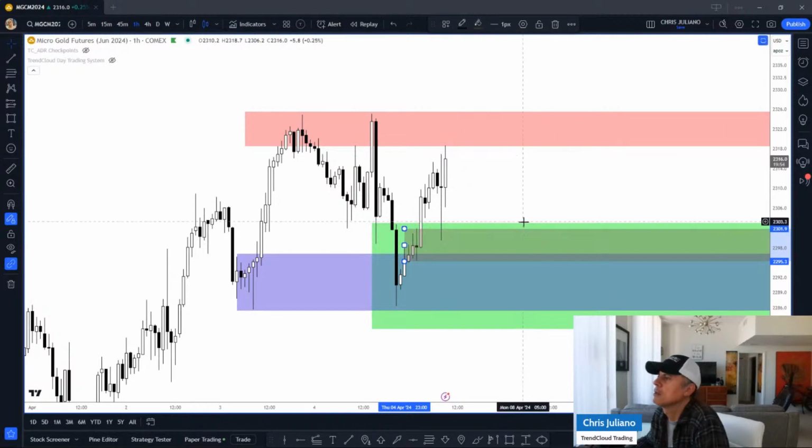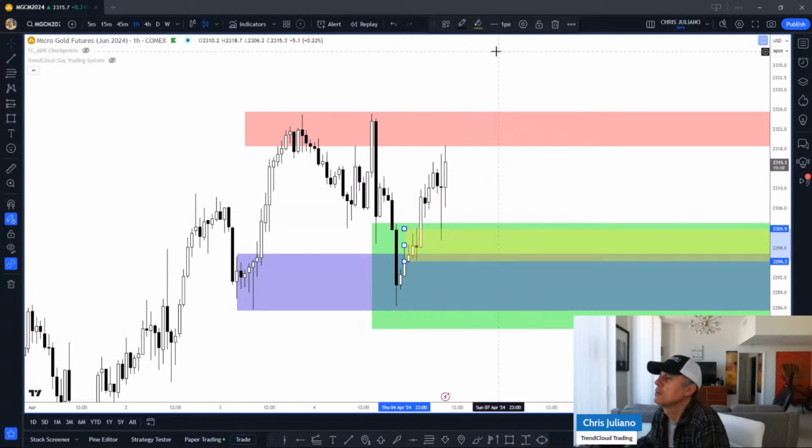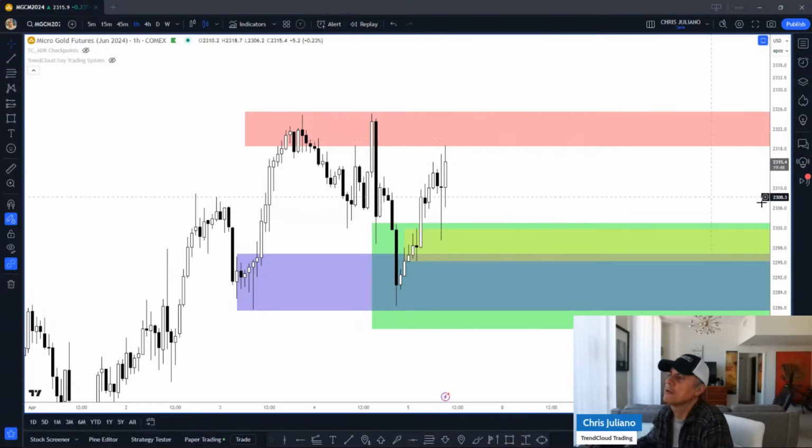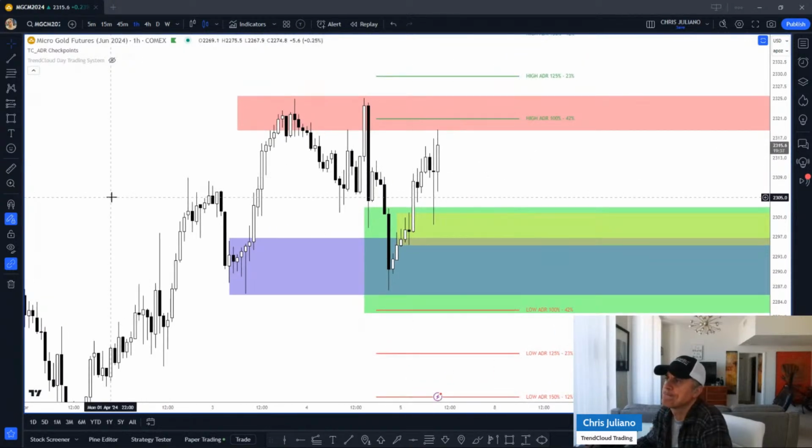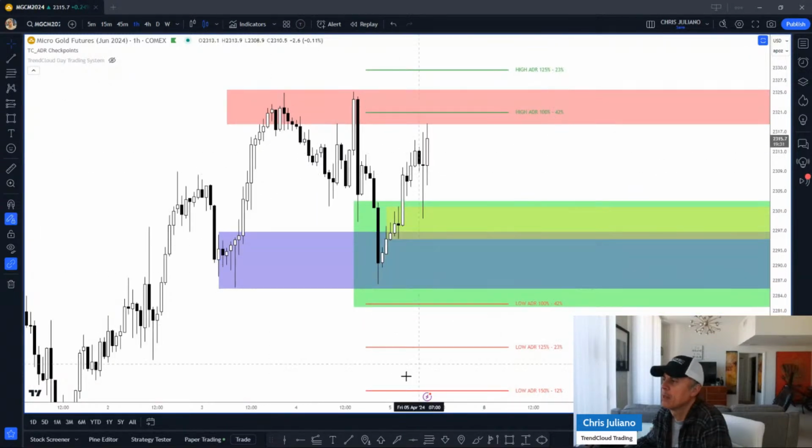Gray. Yellow. We'll keep it yellow. All right. And then you've got your ADR checkpoint right there. So definitely a retest. So that makes sense, right?